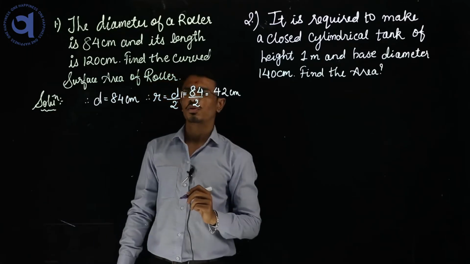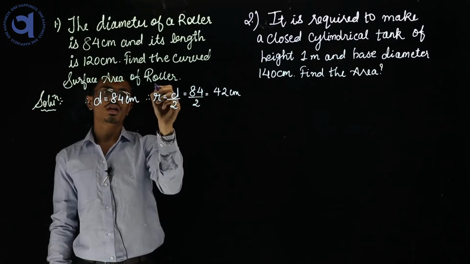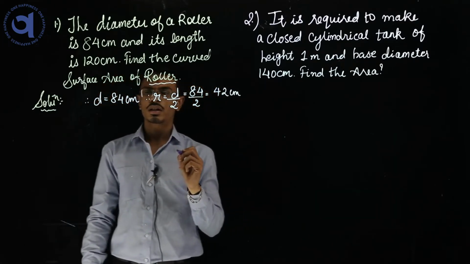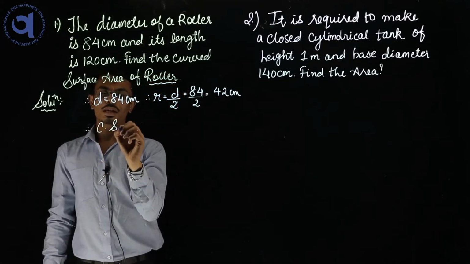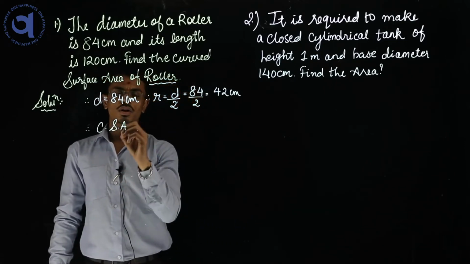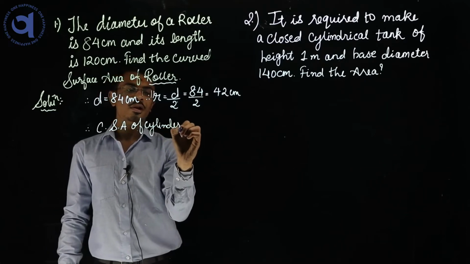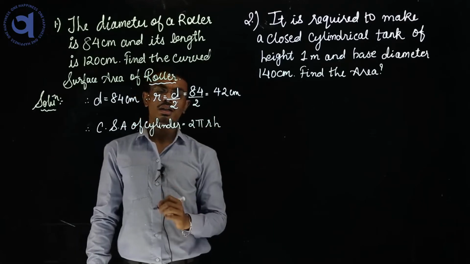Already mentioned in the question is that we have to find the curved surface area of a roller, and the shape roller is given. So it will be in the shape of a cylinder. Therefore let us apply the formula, that is CSA, short form of curved surface area, that is curved surface area of cylinder, and the formula is what? That is 2 pi RH.